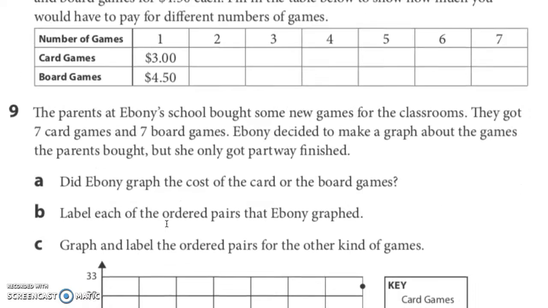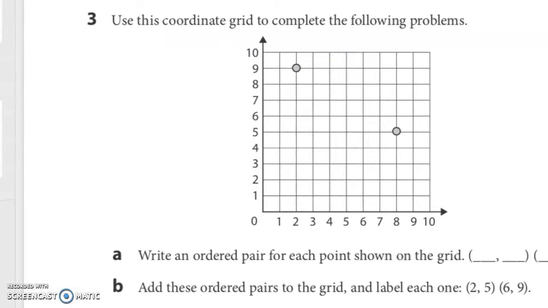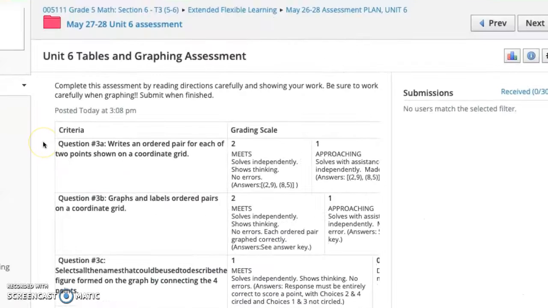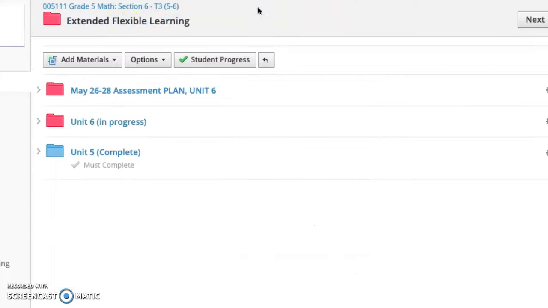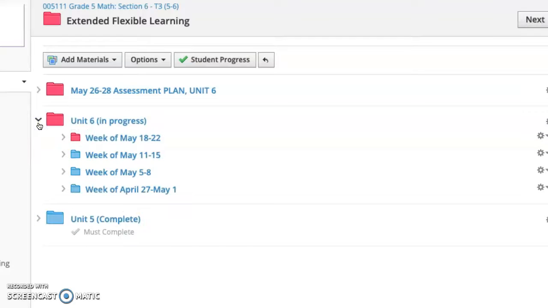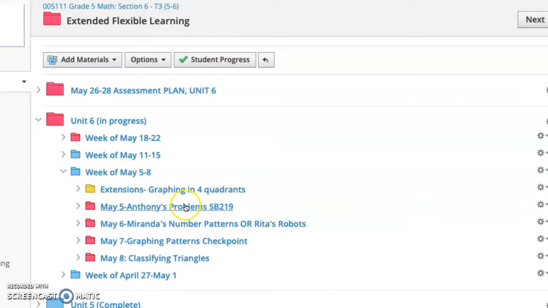Now, if you are struggling with coordinates or remembering how to graph, let's go back and look at a previous week where you could look to get some help. You're going to want to go back into that extended flexible learning folder, go into Unit 6, and you'll find that the quadrants are in the week of May 5th through 8th. So if you click there, you can go back and remind yourself, watch those videos, look at those student book pages that you did. All of these are going to help you.